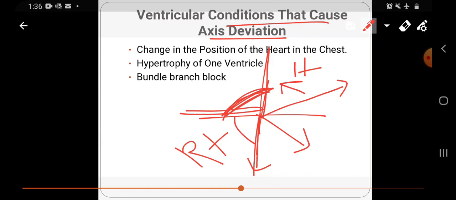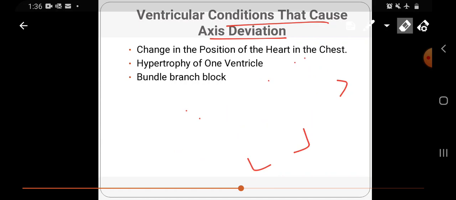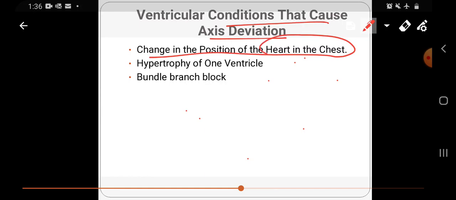هلا what might lead to an abnormal axis, to axis deviation? Okay, there are a number of conditions, including a change in the position of the heart in the chest, hypertrophy of one ventricle, or bundle branch block.